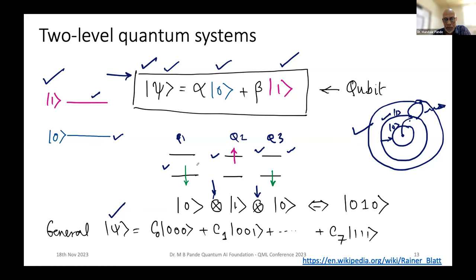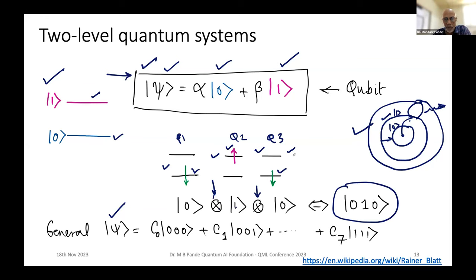Here, because this is at state 0, this state at a higher state, and this again at a lower state. So that's why I call it as 0, 1, 0. And in short, I can represent that in terms of this 0, 1, 0. Sorry, I have not explained to you what this notation means, but I will do it in a few minutes. Just bear with me.